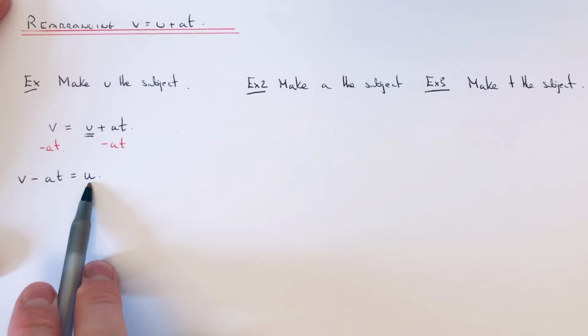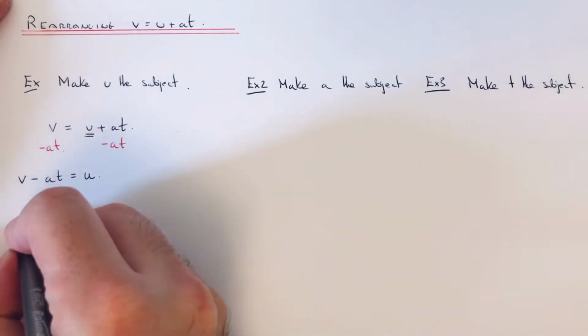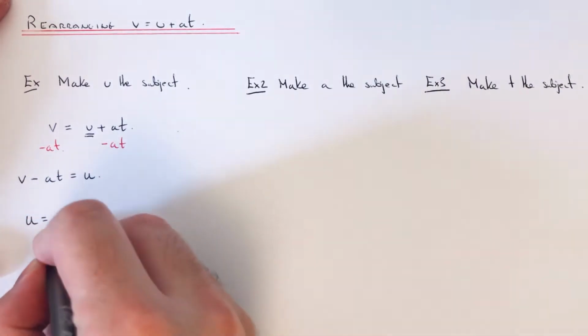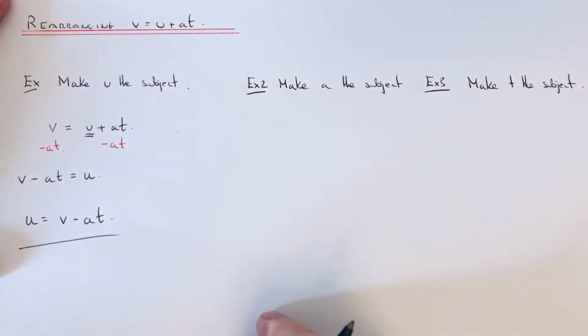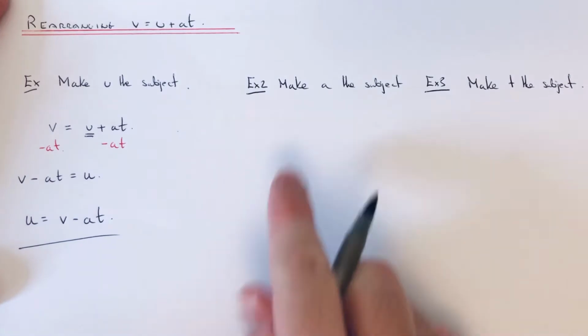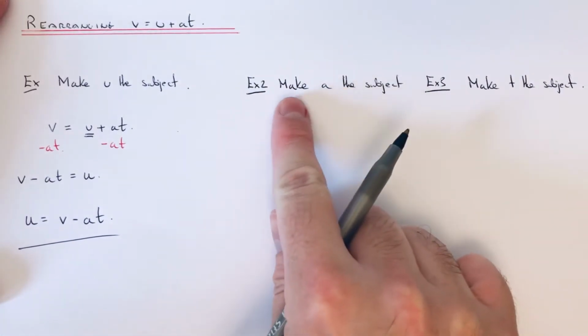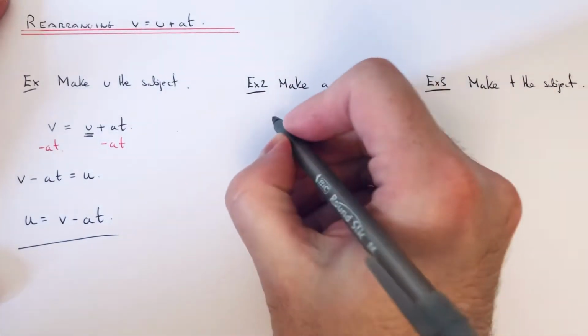One final thing to do though, you just need to put the U at the start of the formula instead of at the end, and that is our formula for U. So let's have a look at the second example. So this time we've got to make A the subject.